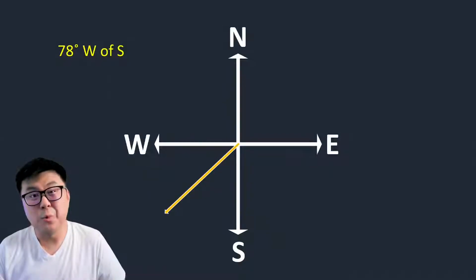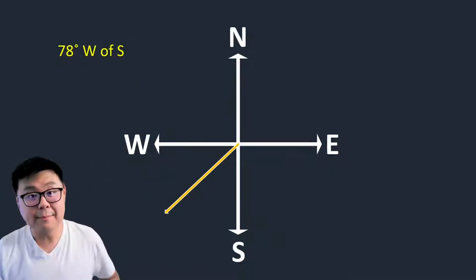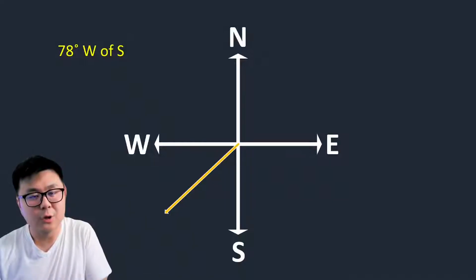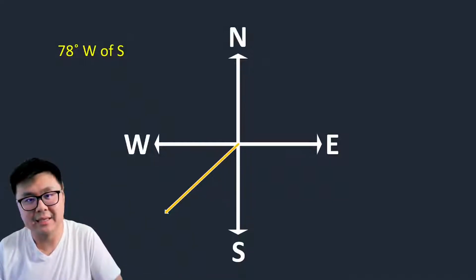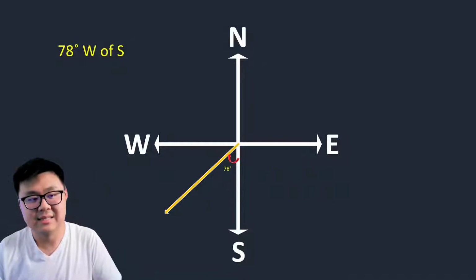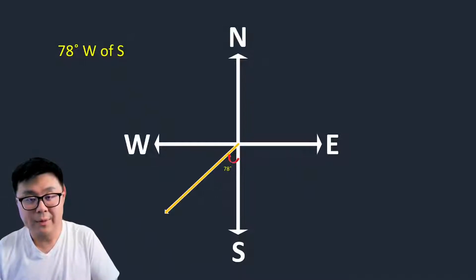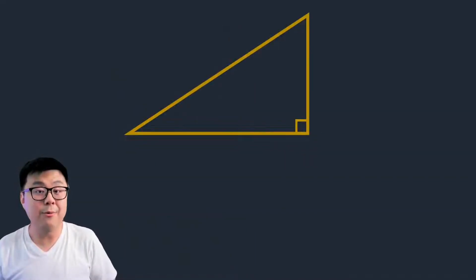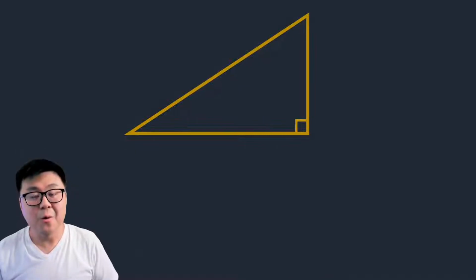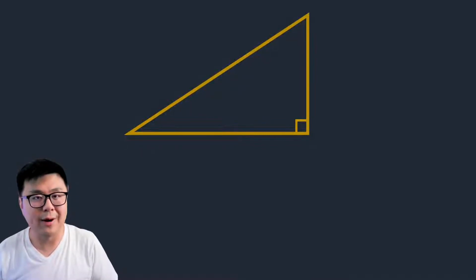And now it says west of south. So that means we start on the vertical south line and we move towards the west until it hits our vector like this. And we can label that angle as 78 degrees. Now we can break this into its vertical component of y and the horizontal component of x to complete our right triangle. Alright, so now given the directions of our vectors, we're able to turn it into a right triangle.